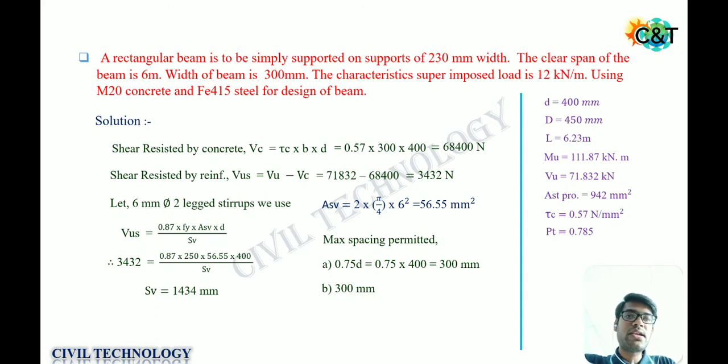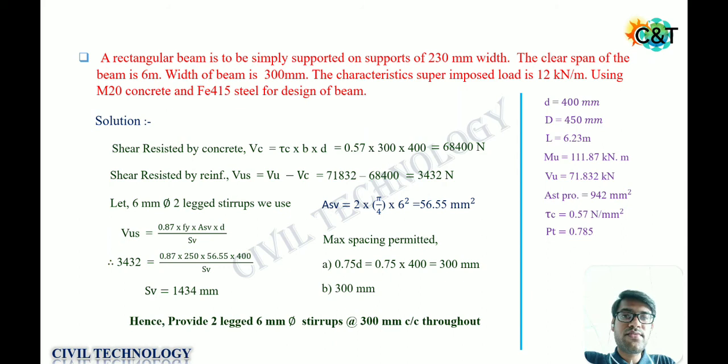Based upon this we conclude that we require the shear reinforcement as 2 leg 6 mm diameter stirrups at 300 mm center to center throughout the beam section. This way we can calculate the shear reinforcement for our beam. The next step is to check for the deflection.